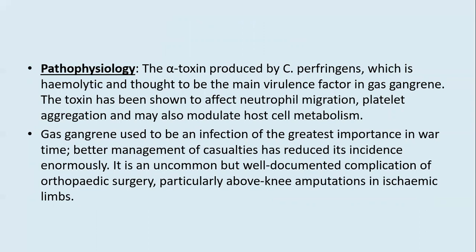Pathophysiology. The alpha toxin produced by Clostridium perfringens is hemolytic and thought to be the main virulence factor in gas gangrene. The toxin is shown to affect neutrophil migration, platelet aggregation, and also modulate host cell metabolism. Gas gangrene used to be an infection of great importance in wartime, and better management of casualties has reduced its incidence enormously. It is an uncommon but well-documented complication of orthopedic surgery, particularly above-knee amputation in ischemic limbs.